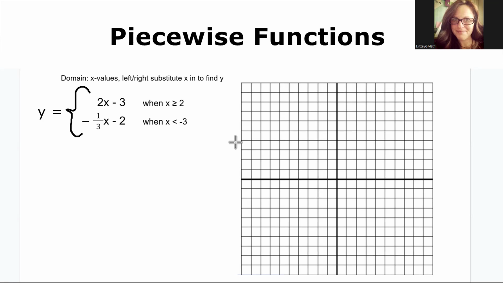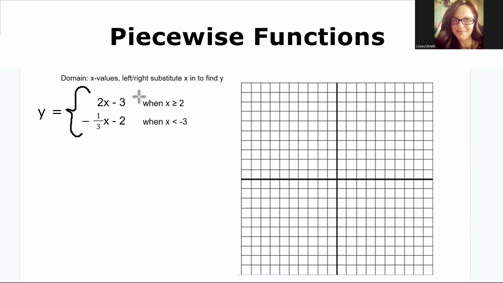Here is a piecewise function. It has two pieces. Y equals 2x minus 3 when x is greater than or equal to 2. And the second piece, negative 1/3 x minus 2 when x is less than negative 3.